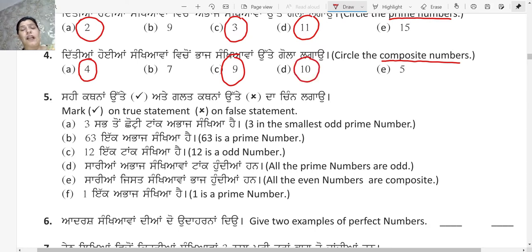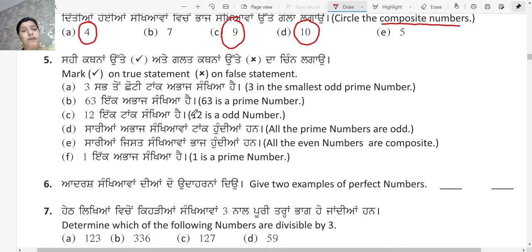Then 5. 5 is a prime number because it is divisible by only 1 and 5. So we will not put a circle. Moving on to question number 5. You have to mark correct on the true statement and wrong on the false statement. The first one is: 3 is the smallest odd prime number.